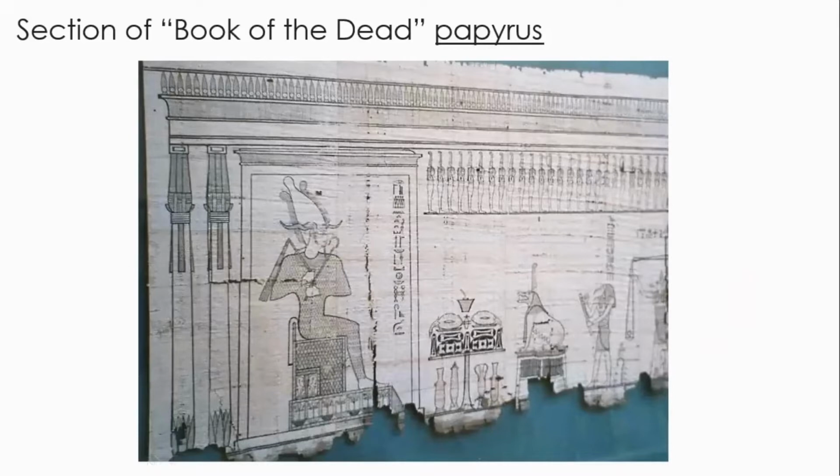This is a section of the Book of the Dead. One thing that we noticed about this is that it's made on papyrus. Papyrus was made from the reeds on the Nile, and they were crushed down and made into the first paper. So the Egyptians were actually the first civilization to develop paper and develop writing, which is the hieroglyphs.